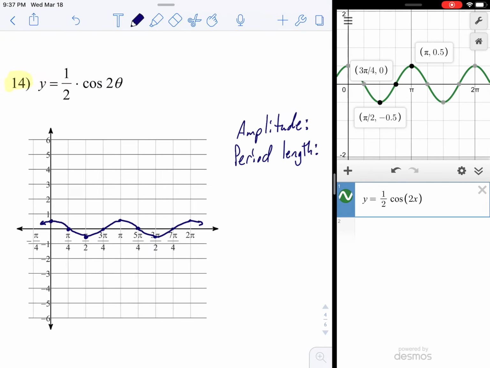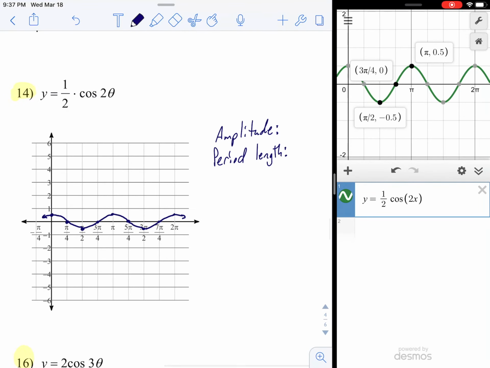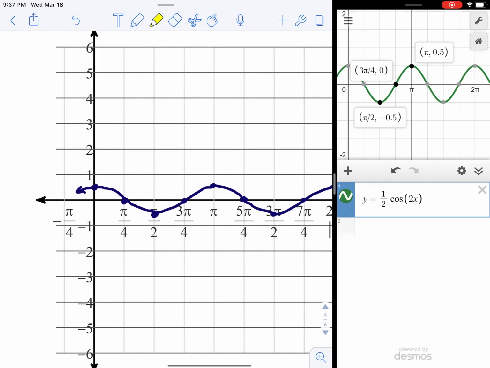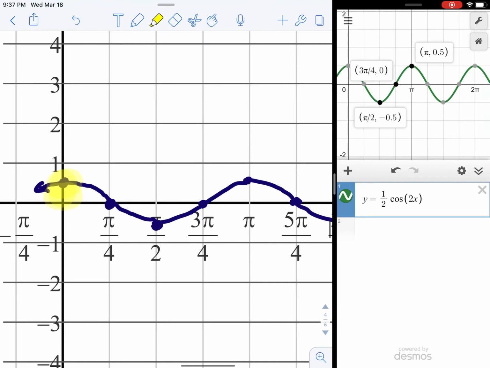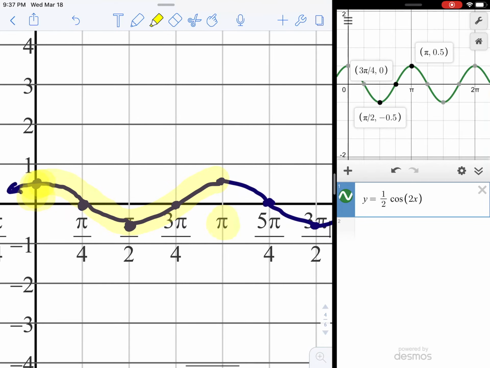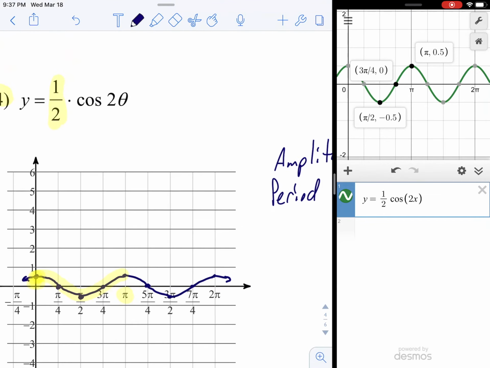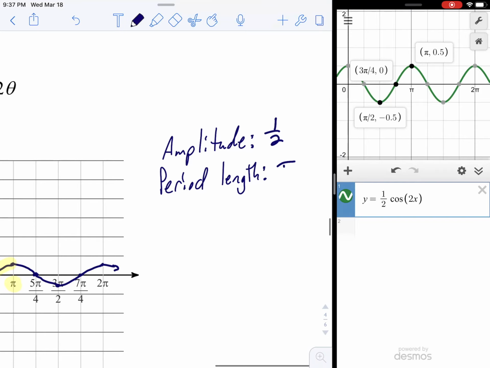Okay, so now let's answer the questions. What is the amplitude? The amplitude, 1/2. You can say either you're measuring from 0.5 to the midline, or you can just say, well, it's right there, it's 1/2. The period length, if we trace along this graph, where does it repeat itself? Right there. That's where the wave starts all over again. So the period length is pi.